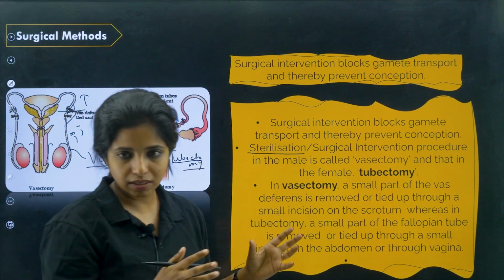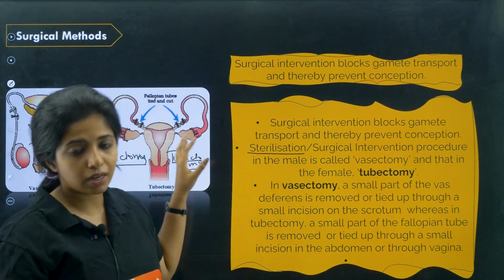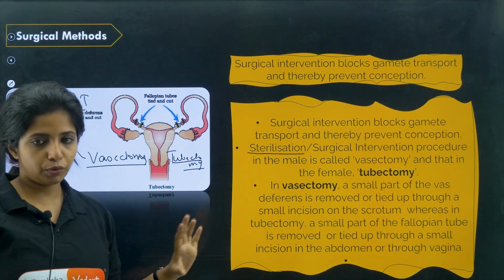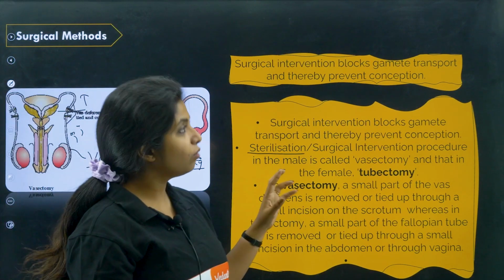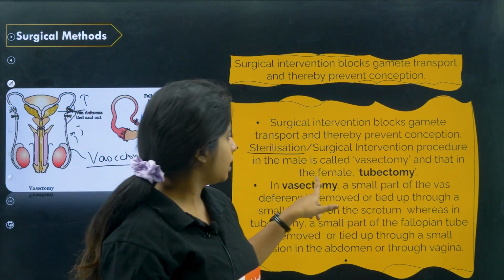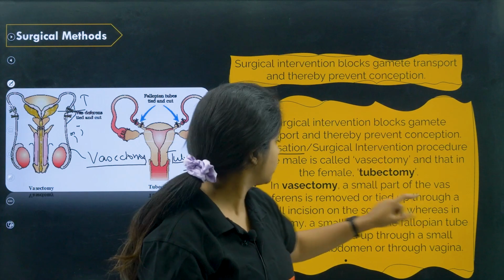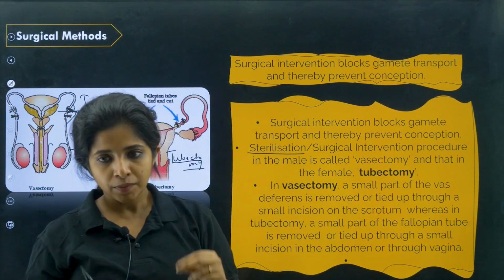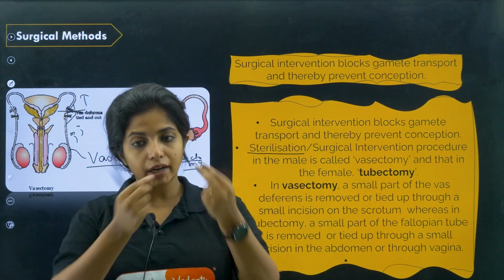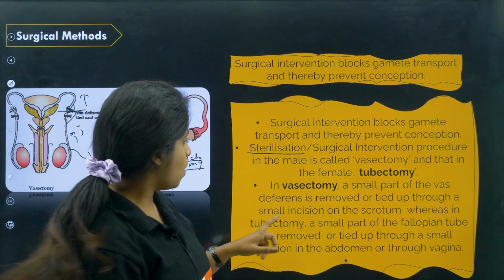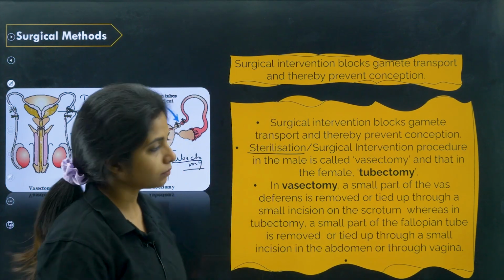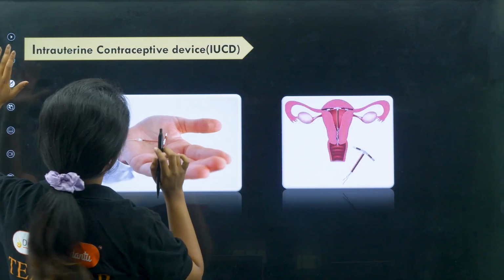Sterilization is also the name of the same thing, because these people will be sterile. They won't be able to produce babies. It is an irreversible technique with low reversibility actually, but it is irreversible. Anyways, the procedure in the male is known as vasectomy, and in the female it is known as tubectomy. In vasectomy, a small part of the vas deferens is removed and then tied up through a small incision in the scrotum. Through that, things are taken out and then cut. Now, in tubectomy, a small part of the fallopian tube is removed or tied up through a small incision in the abdomen or through the vagina.